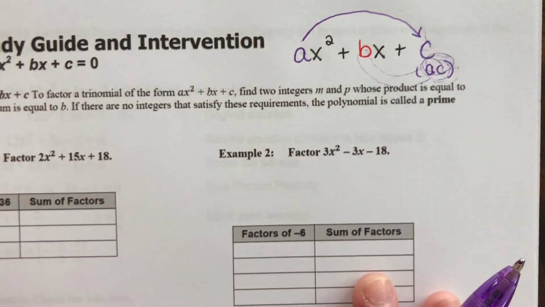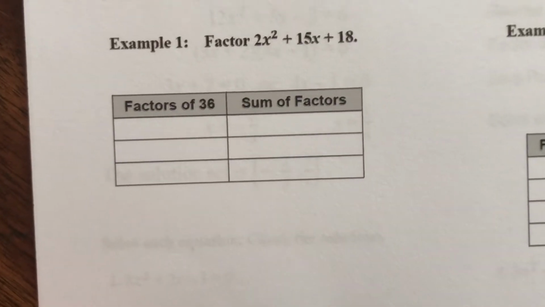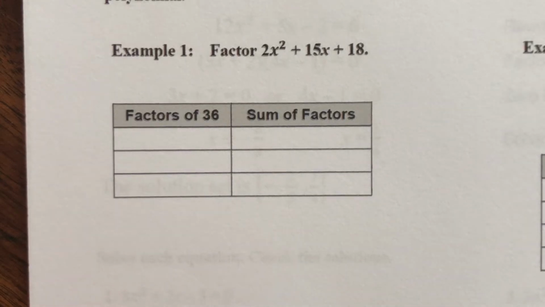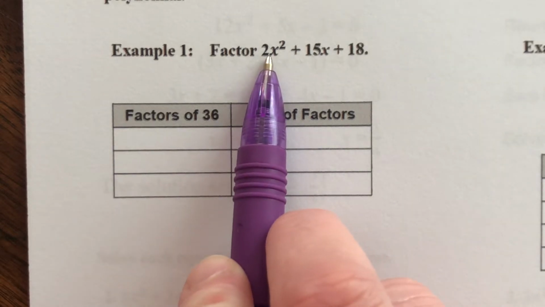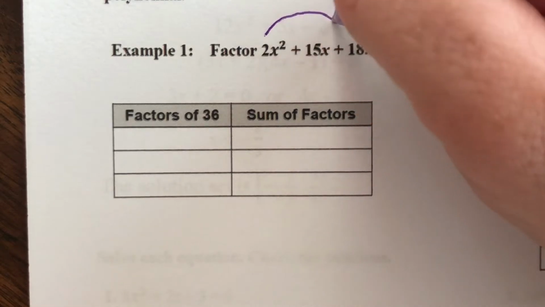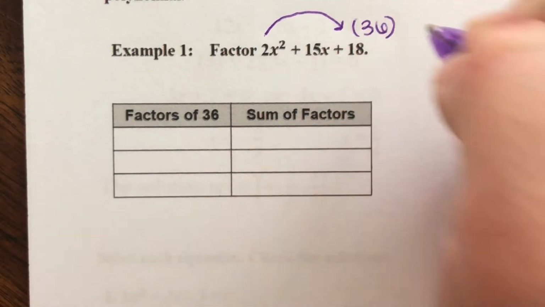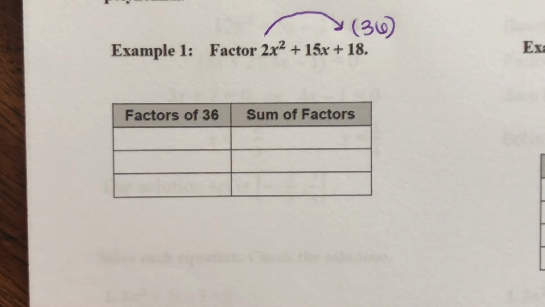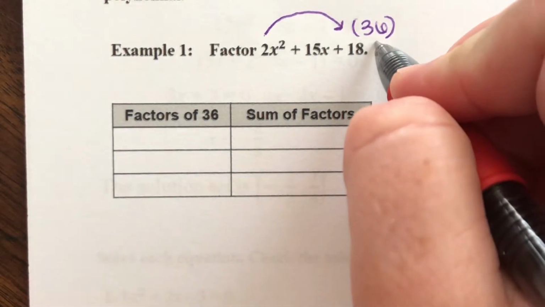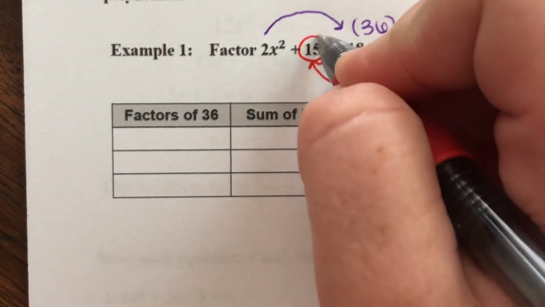Okay, so we're going to do that a bunch. You're going to practice. But let's look at an example. Let me zoom in here a little bit. All right, so for this first one, factor 2x squared plus 15x plus 18. We've got this 2 in the front, so we're going to multiply 2 times 18, and we're going to get 36. And I'm just going to write it up here so I don't forget it, right? So we want to find all the factors of 36 that add up to 15, to this middle number here.